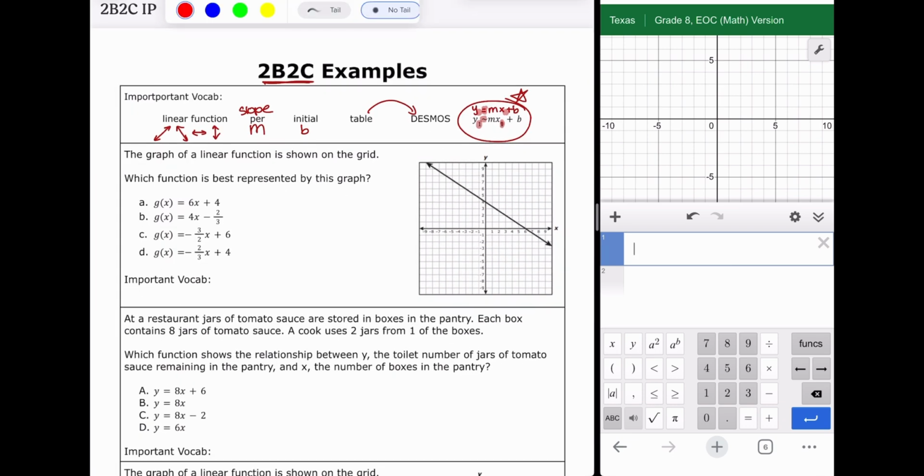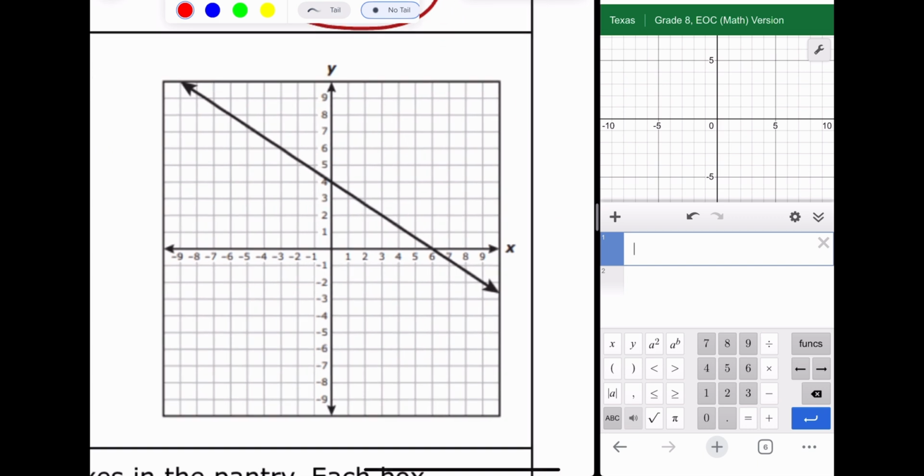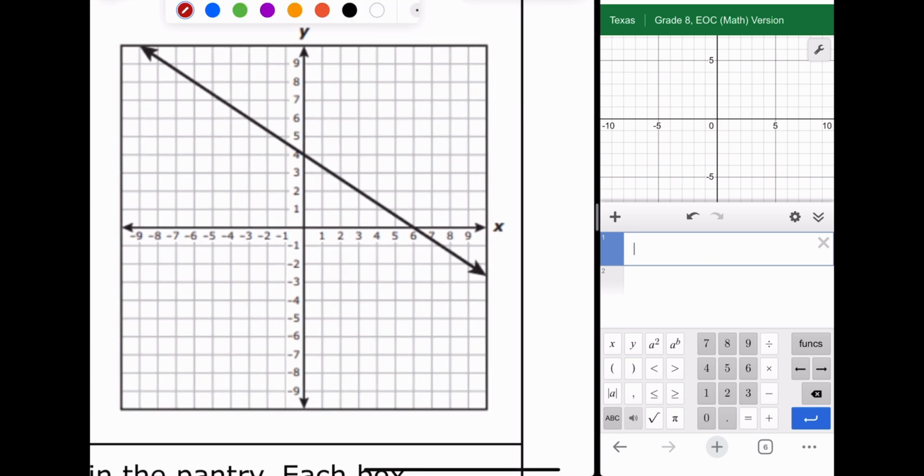So let's read the first question. It says the graph of a linear function is shown on the grid. Which function is best represented by this graph? I have a graph. I need to make a table to match one of these. So I'm going to look at my graph and find two perfect points.